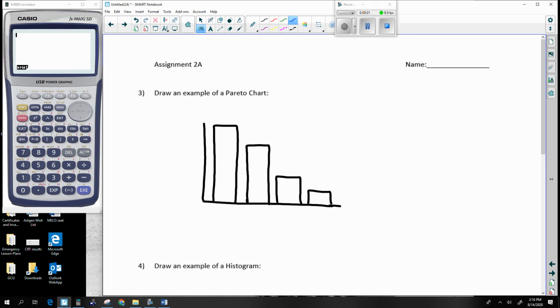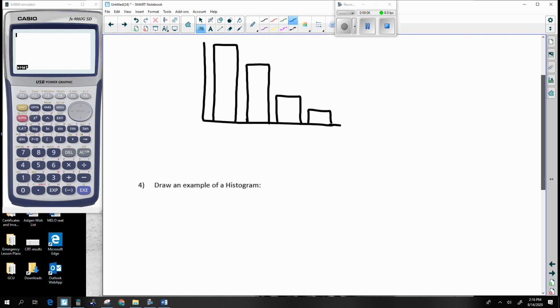Okay, so that is an example of a Pareto. The bars are of the same width, they are spaced out, and they go downhill.